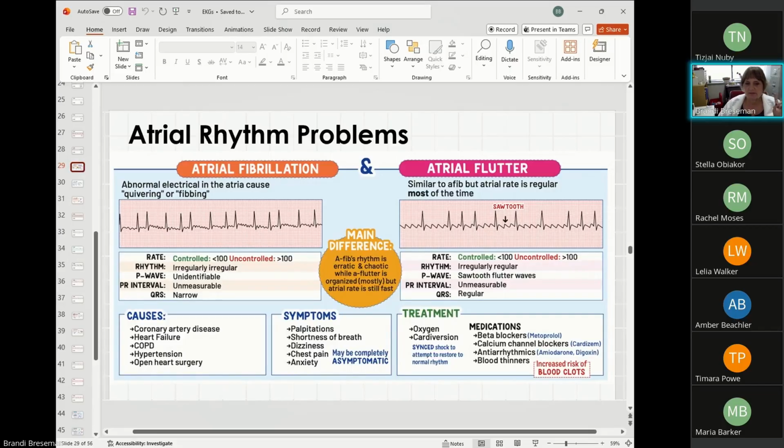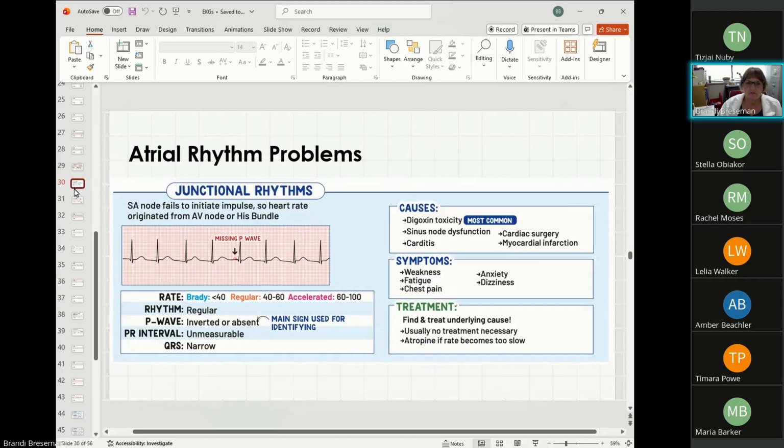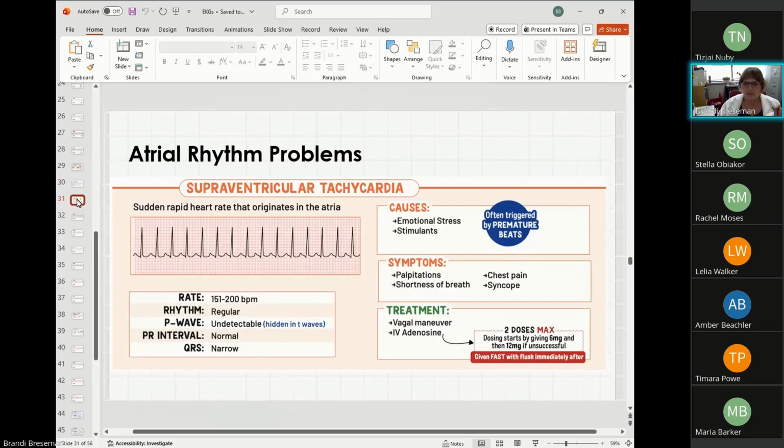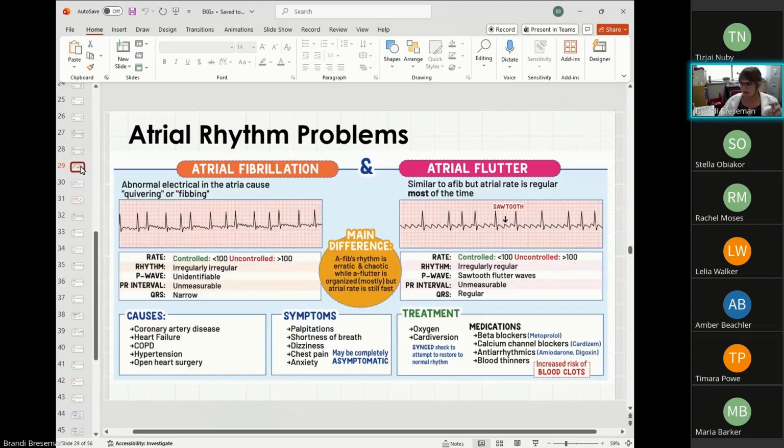There are two types of atrial rhythms that you guys are going to learn. That is atrial fibrillation. Oh, I take that back. There are 4 types of atrial rhythms you're going to learn. I'm like, wait a second, there's more. But there's 4 of them. So there's atrial fibrillation, atrial flutter, junctional, and supraventricular tachycardia, or SVT. So these are the 4 atrial rhythms that you're going to learn. Okay.